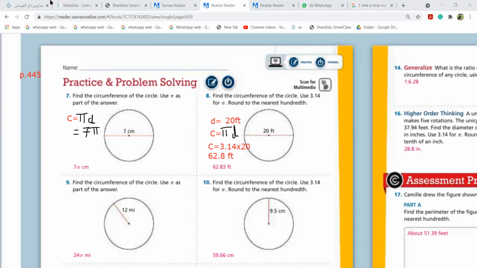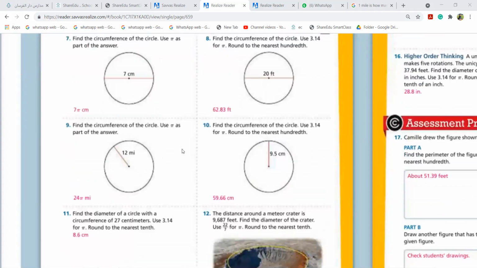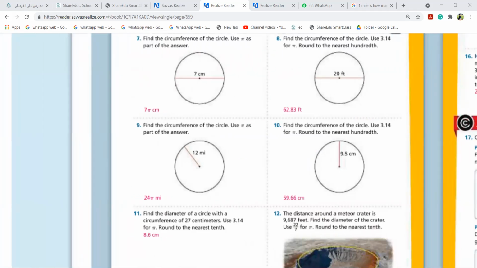Done. Can I go for question number 9? Yes. Miral? Solve question 9 with me. What is the circumference? What is the formula? C equals what? I will write down. C equals pi d. Repeat with me, Miral. C equals pi d. Okay. This is the formula.